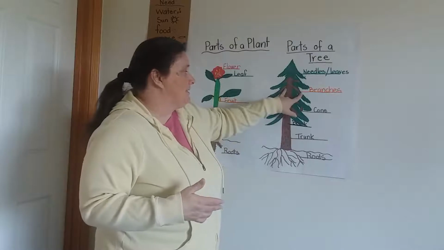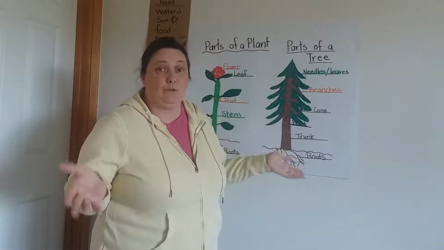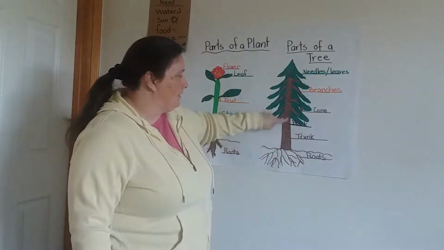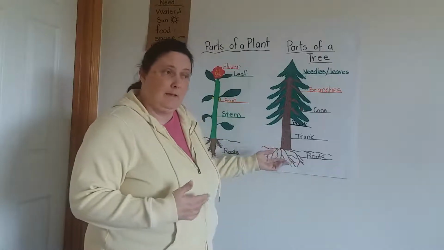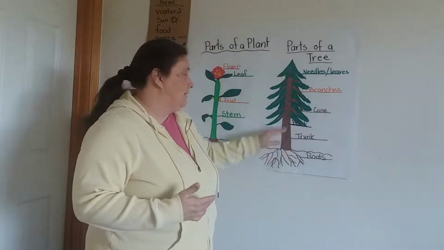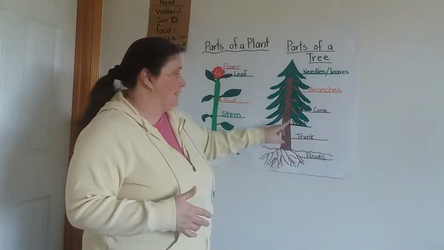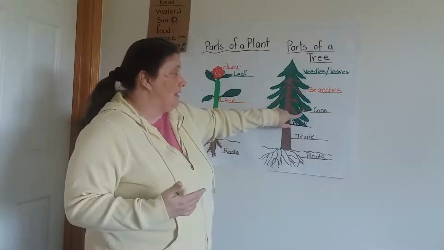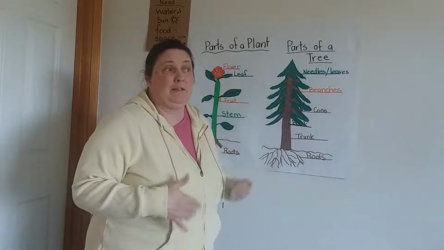The branches are important because they help guide the leaves out to the sun. The bark of the tree is like our skin. It protects the inside of the tree. So it's on the outside, but it protects the tree on the inside so it can continue to grow. And then all trees have a way of reproducing themselves and having seeds.